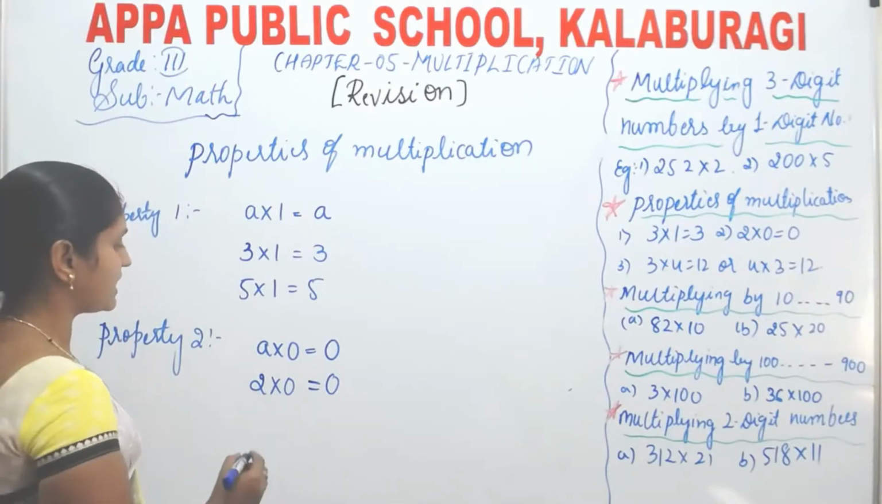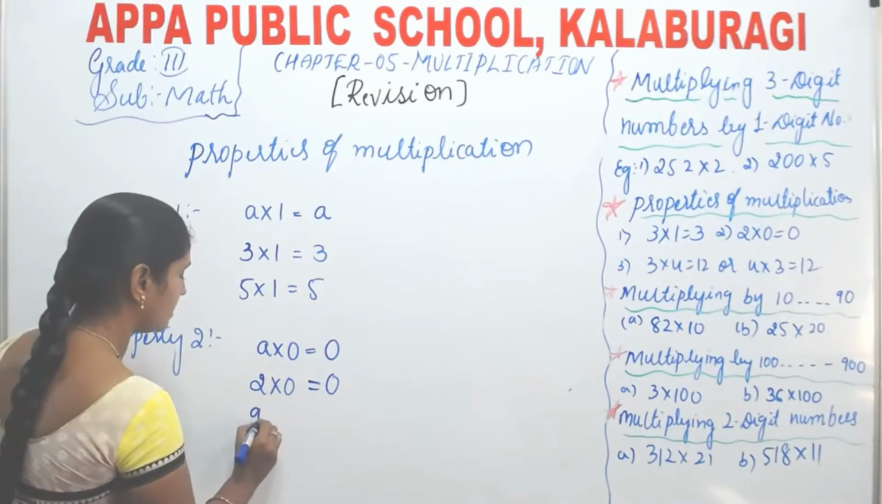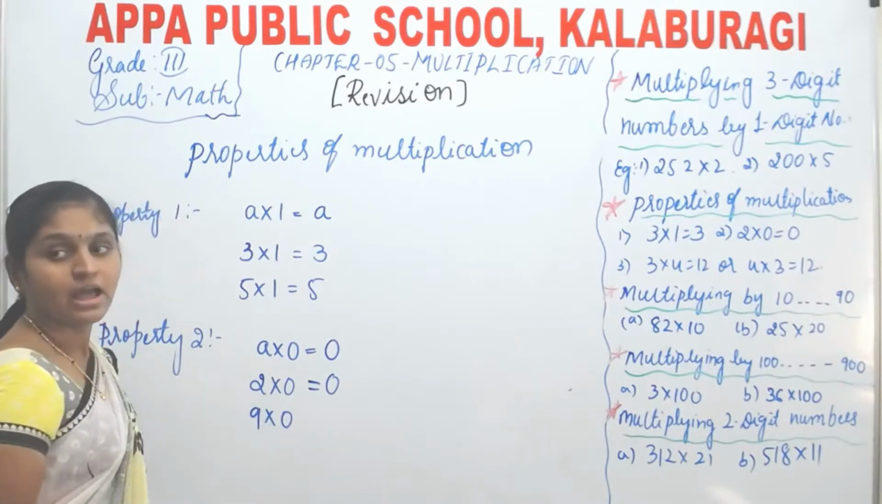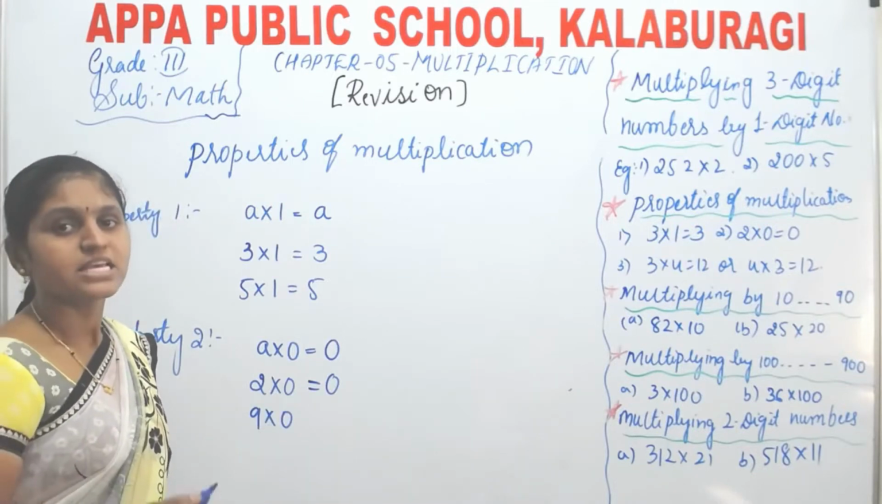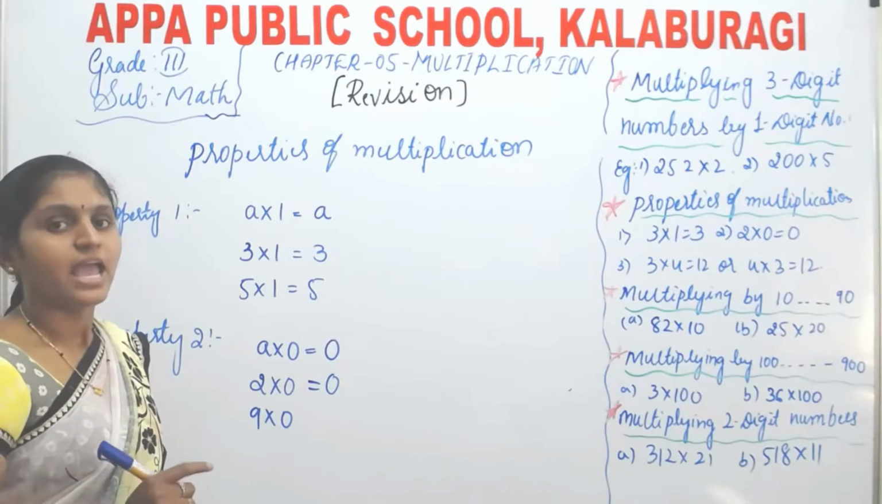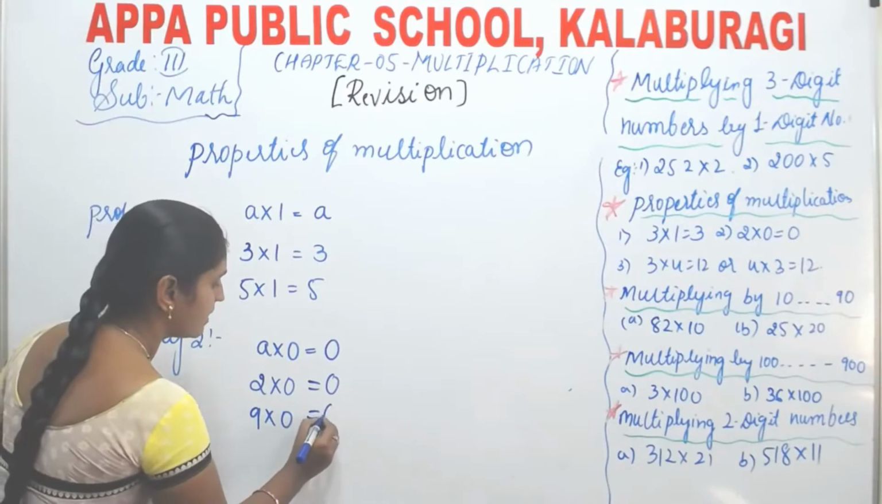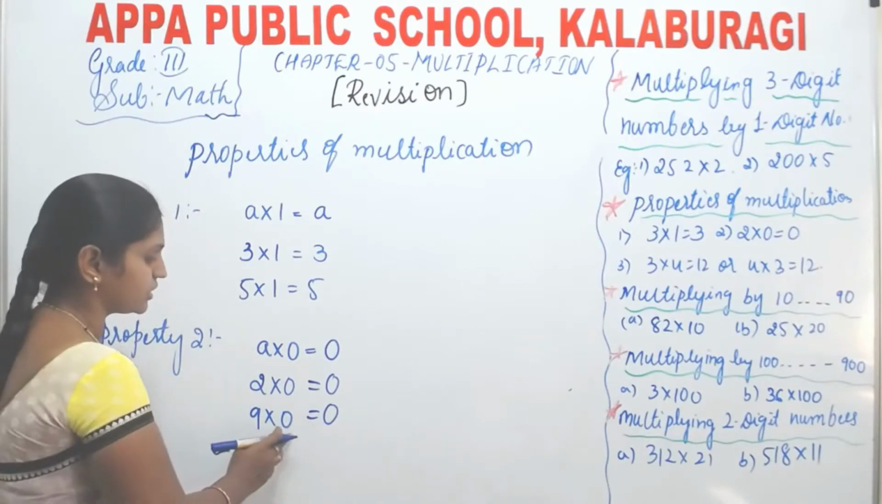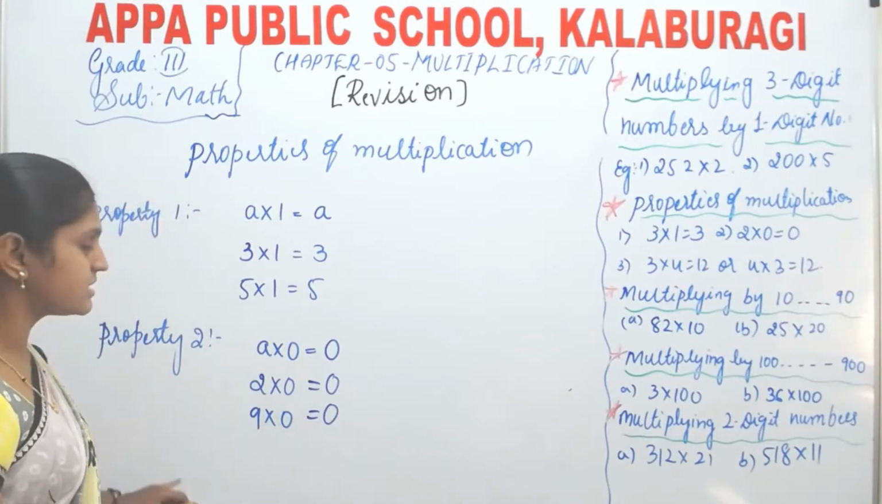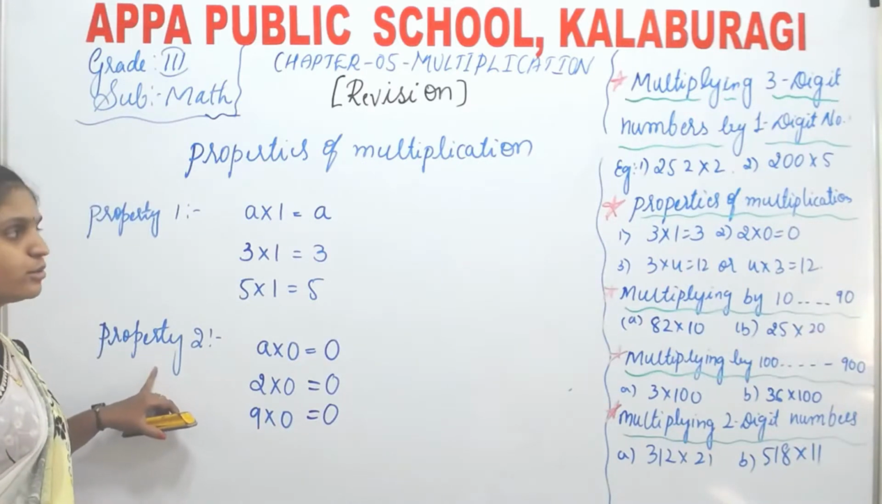Yes. One more example: 9 into 0. Again we are multiplying by 0. If we multiply any number by 0, we get 0 as the product. 9 into 0 is 0. This is about property number 2.